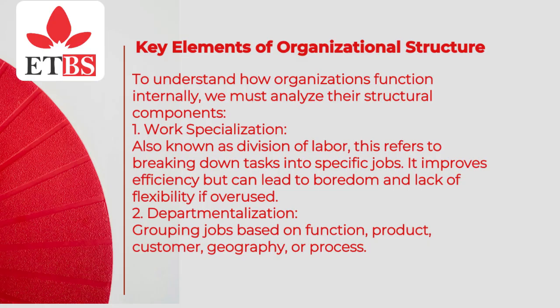3. Chain of command. This refers to the formal line of authority, who reports to whom. It ensures accountability and order. 4. Span of control. Defines how many subordinates a manager can effectively supervise. Narrow span: tighter control, more layers of hierarchy. Wide span: greater autonomy, fewer managers.